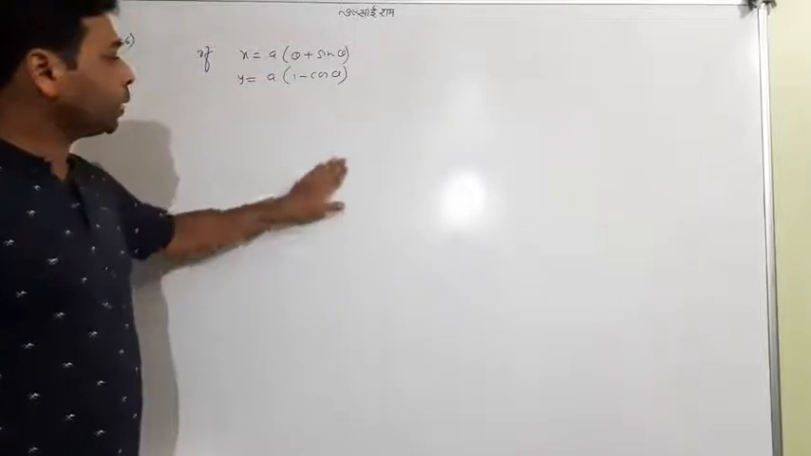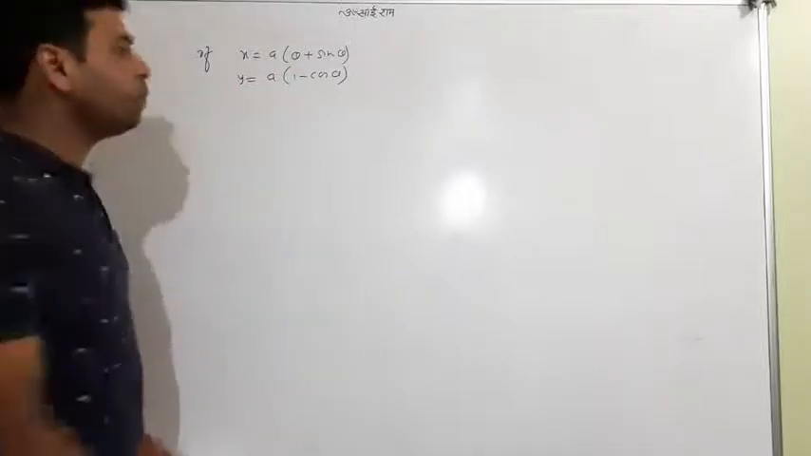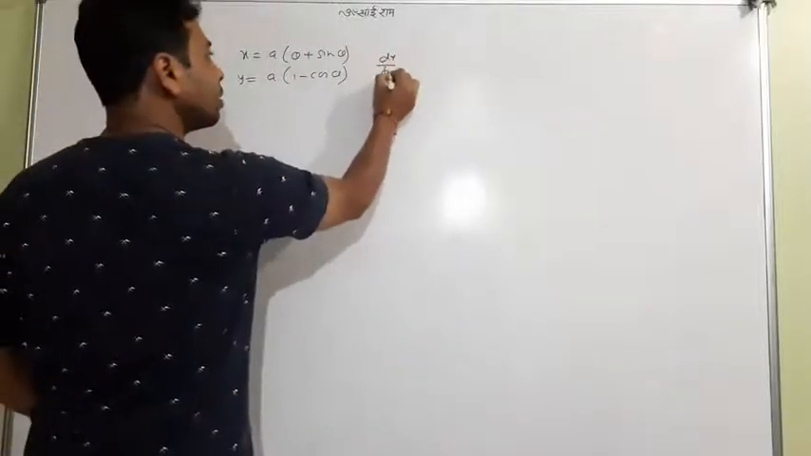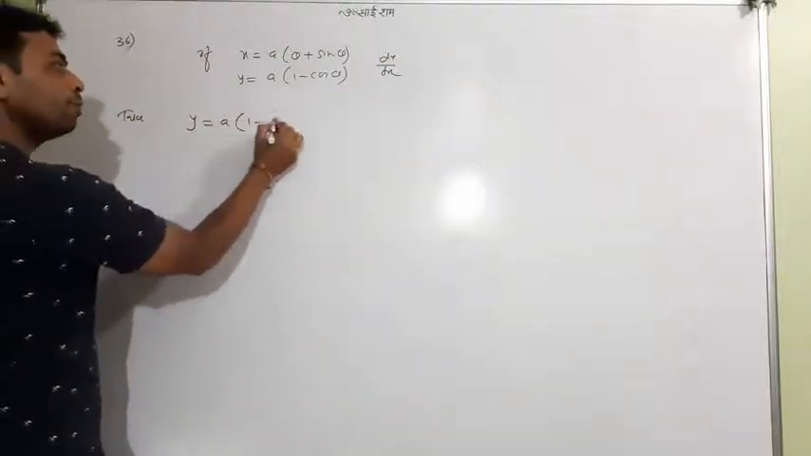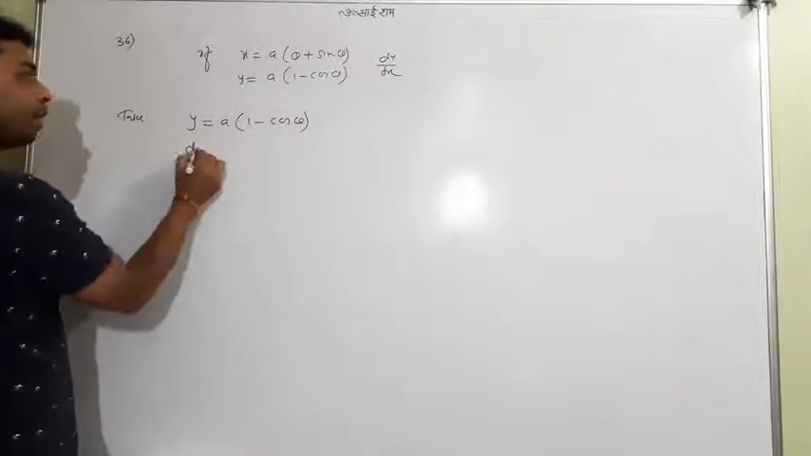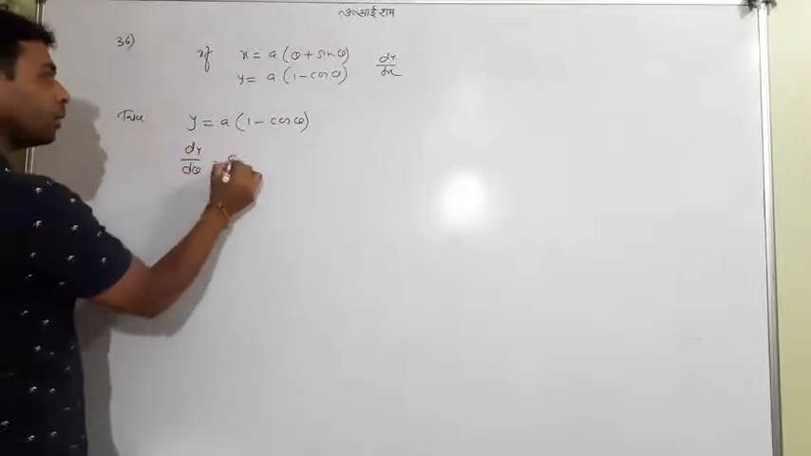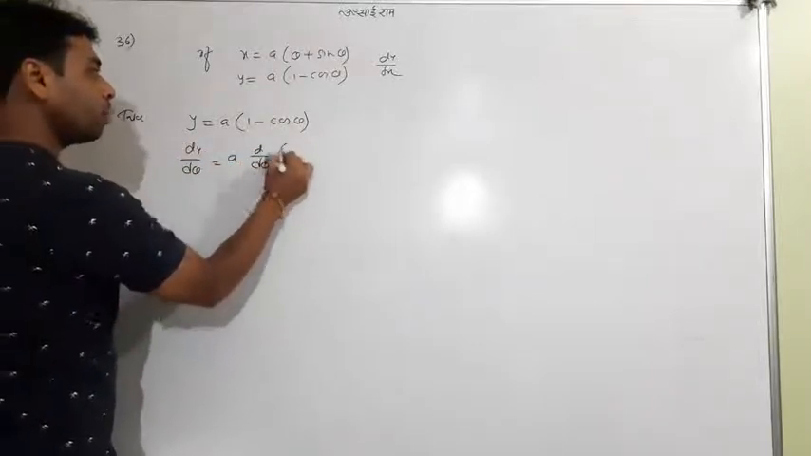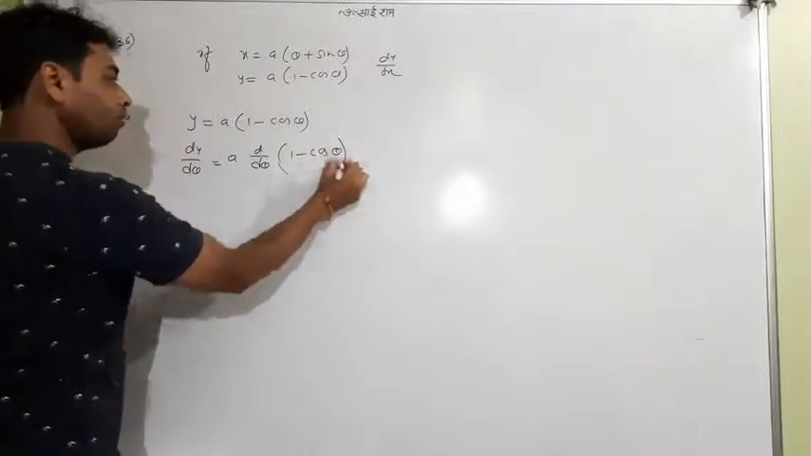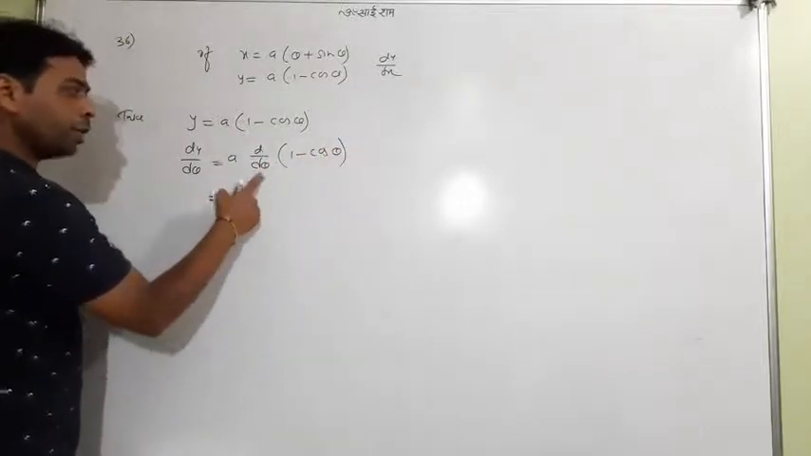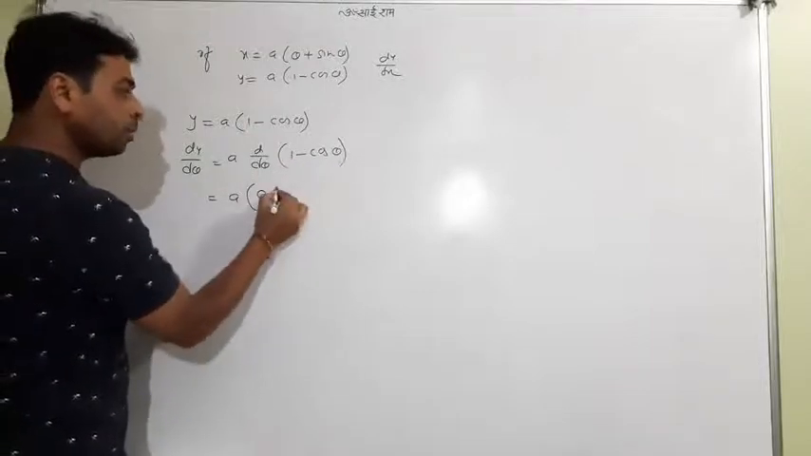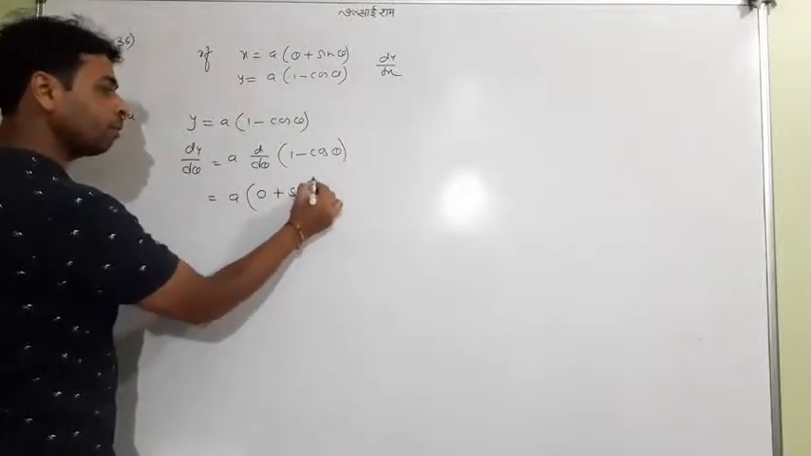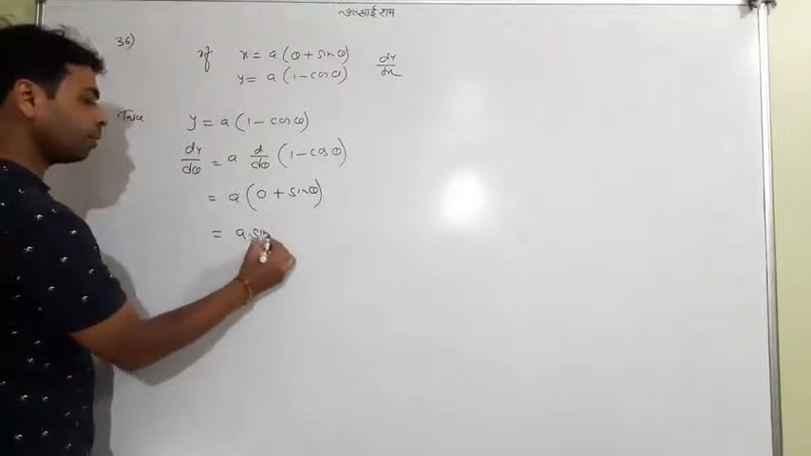Now to go with the solution, we want to find dy by dx. So I'll take the first one. Why will I choose it first? I'll go with dy by d theta. So a is a constant value, d by d theta I'm doing. So a is a constant value. Now d by d theta of both will come. One has differentiation 0 and cos has a minus sign. So minus minus plus. So your answer is a sin theta.